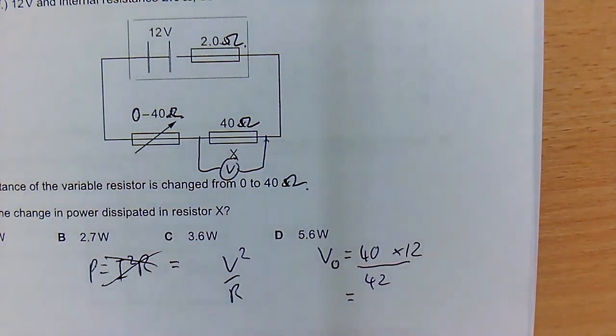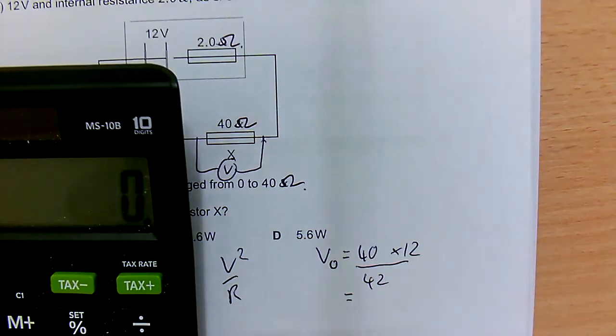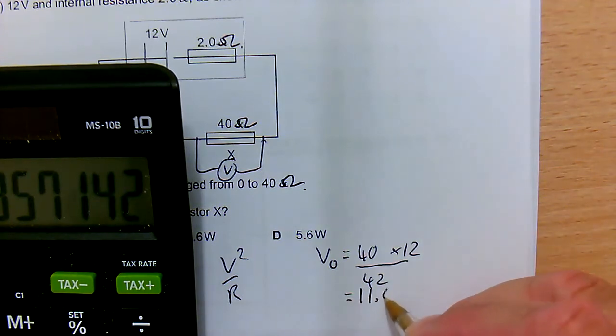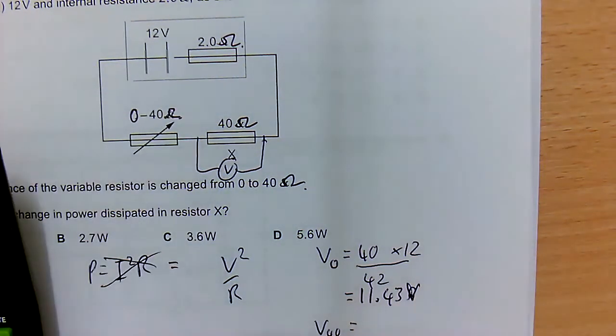If you get your calculator out, and I'm starting to drown under a pile of paper here because I'm going through notes and all sorts of other things. So it's 40 times 12 divided by 42, which should be 11.43 volts.